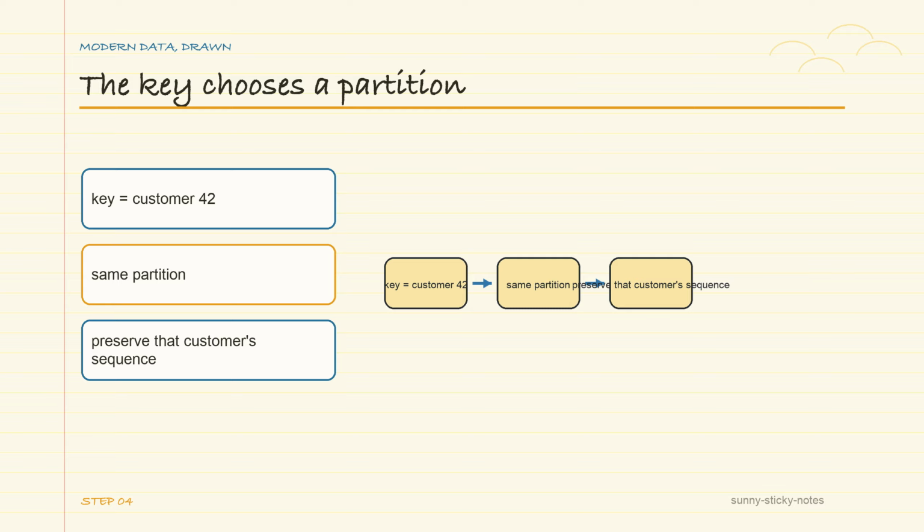This is the part that usually makes the whole concept click. Read the drawing from one idea to the next. Key equals customer 42, then same partition, then preserve that customer's sequence.